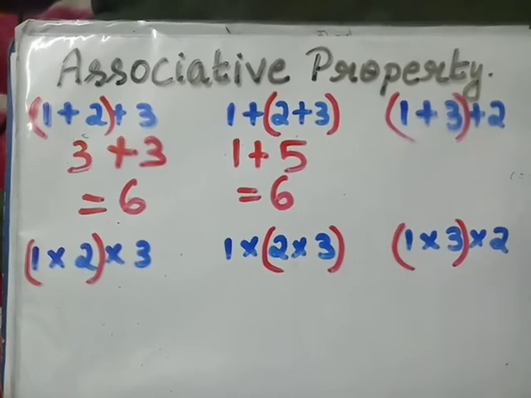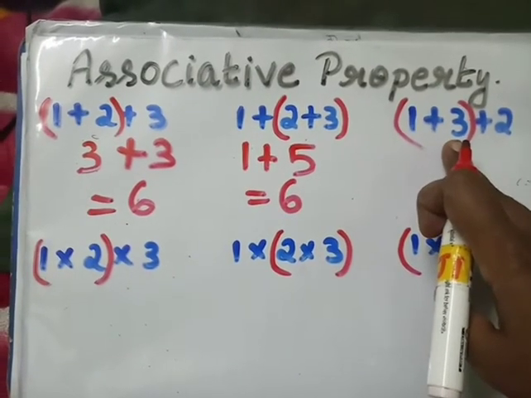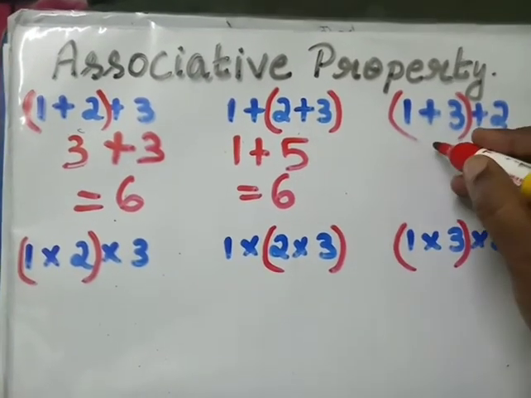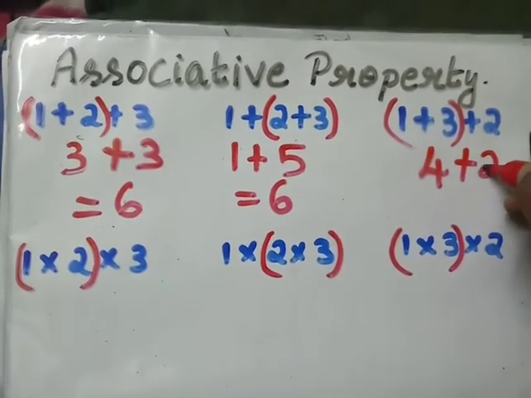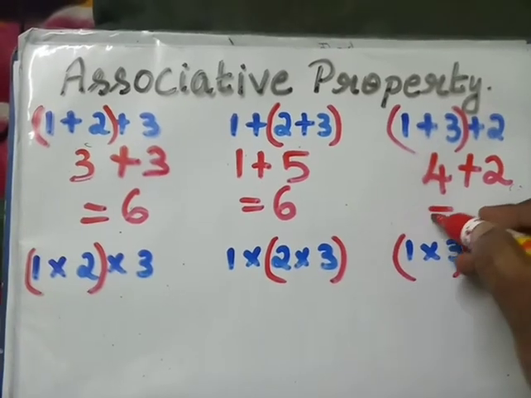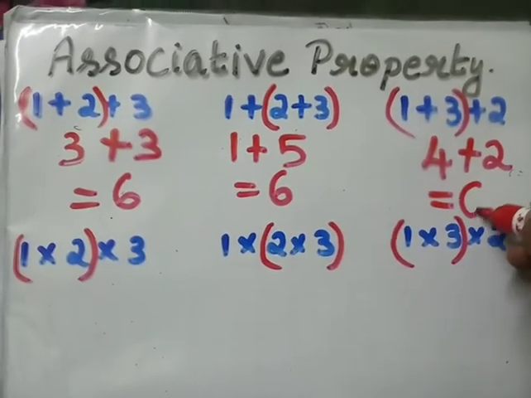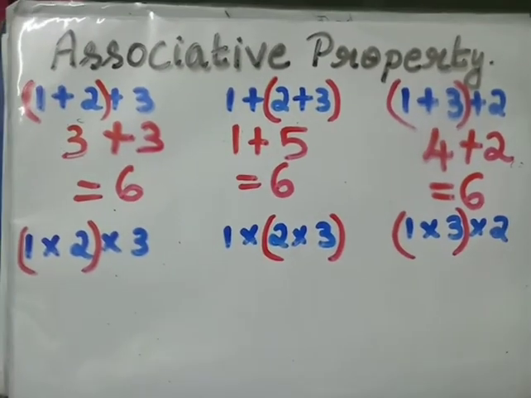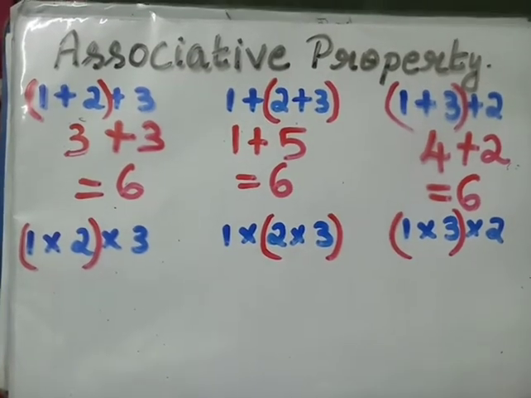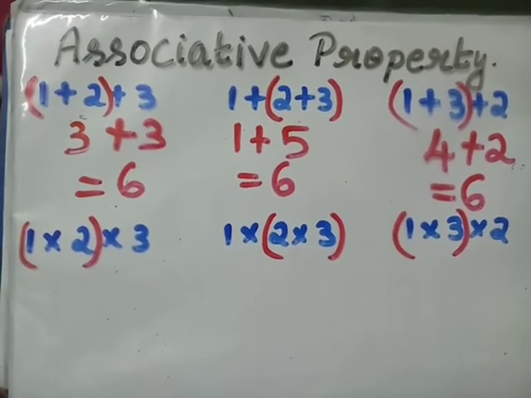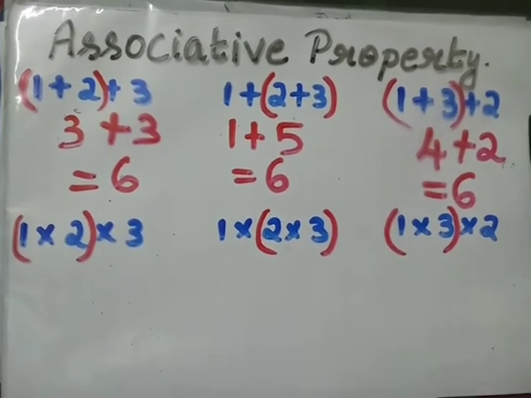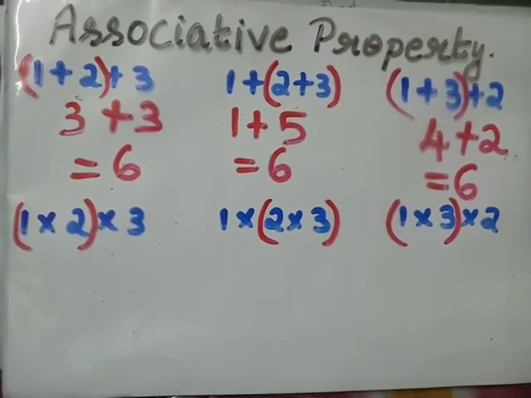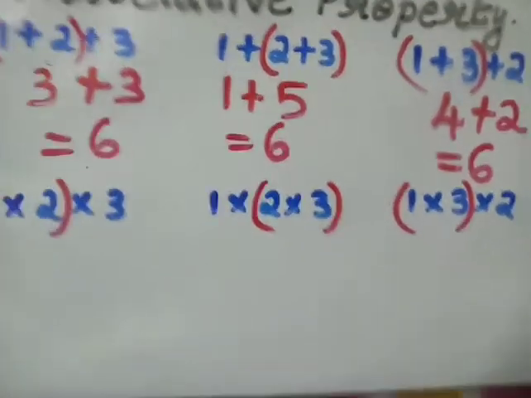Now the third one you can see I changed the order as well as I changed the brackets. So here the brackets are 1 plus 3. So 1 plus 3 is 4 and I will bring down that plus 2. So 4 plus 2 is 6. So here you can see I got all the answers as 6 even though I changed the brackets, I changed the order also. So let's check for multiplication whether we are getting the same type of answers.